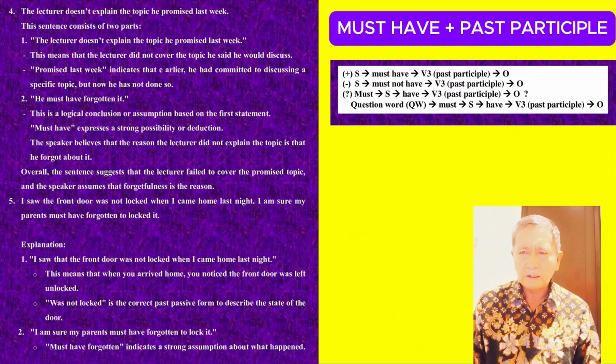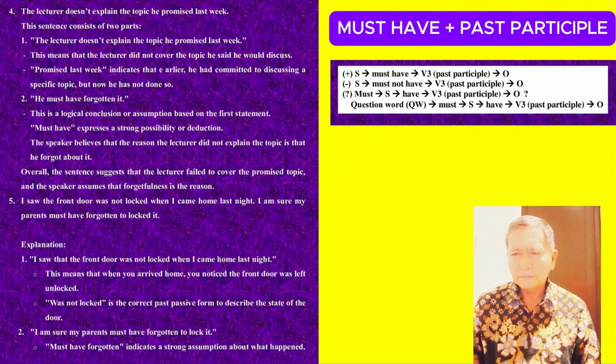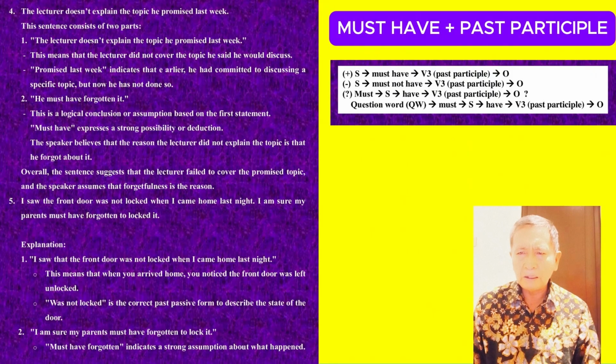Promised last week indicates that earlier he had committed to discussing a specific topic, but now he has not done so. Two, he must have forgotten it. This is a logical conclusion or assumption based on the first statement. Must have expresses a strong possibility or deduction.